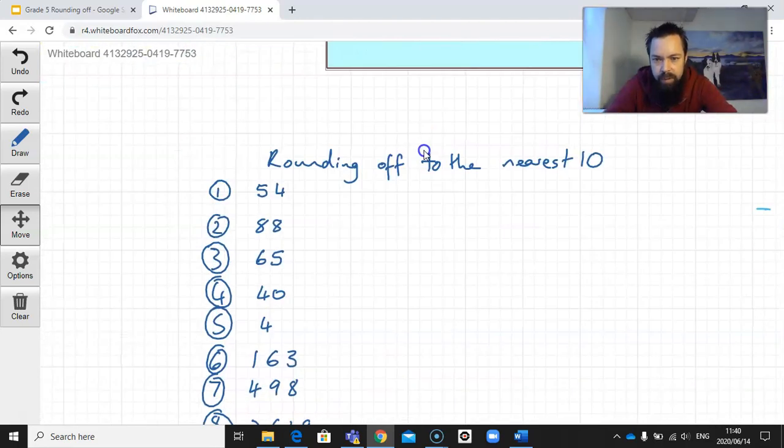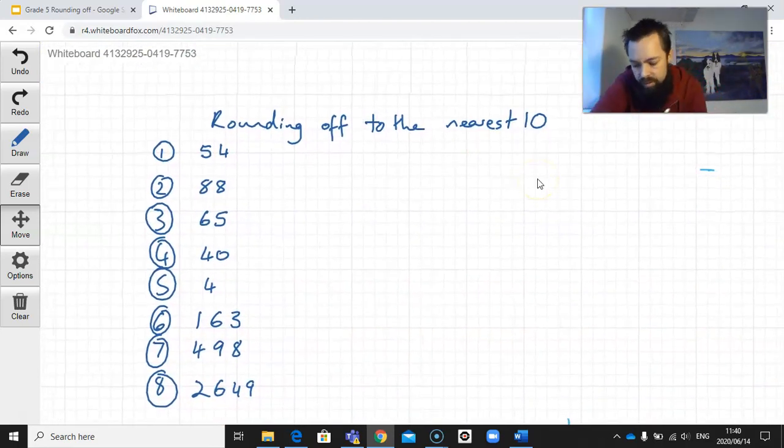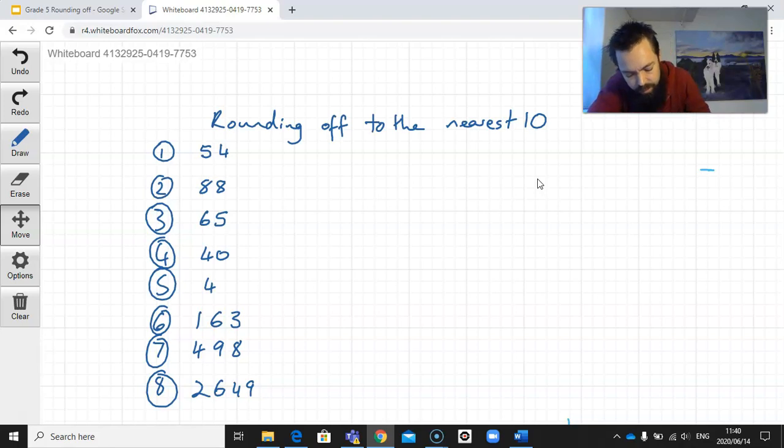So we're going to start off by looking at rounding off to the nearest 10. I've got 8 examples of rounding off to the nearest 10. Okay, so first up, we must use the roughly equal sign. I'm actually going to go ahead and put all of my roughly equal signs in.